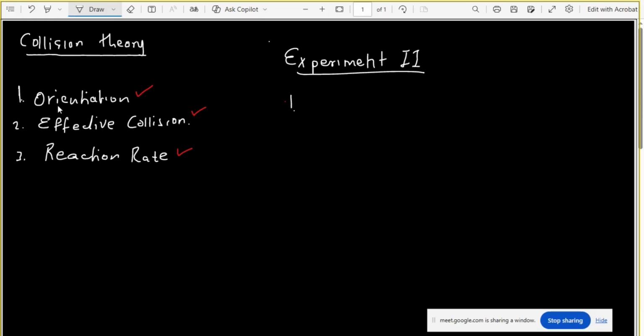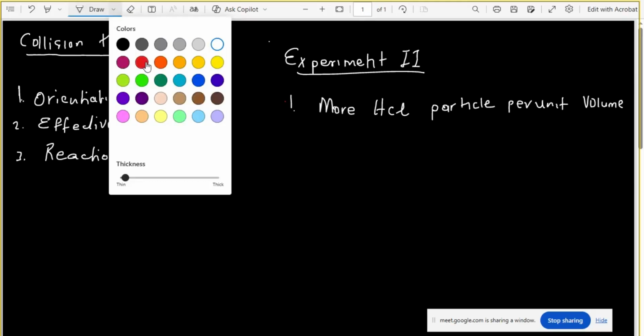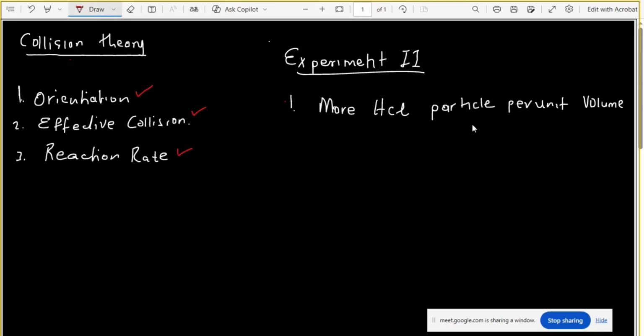So I'll say number 1, I'm going to talk about the orientation. I'll say that there's more HCl in experiment 2. There's more particles, right? So I think already you know, if there's more particles, what will happen? There's more particles per unit volume. I said talk about the orientation. So this tells you that if there's more particles, what will happen? More particles means that there'll be more particles with correct orientation.